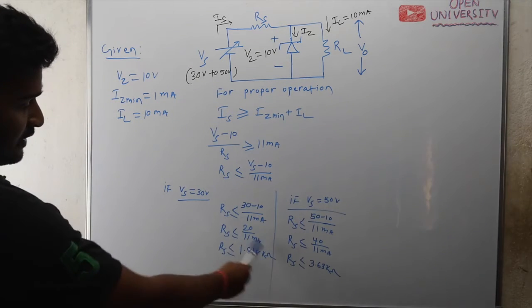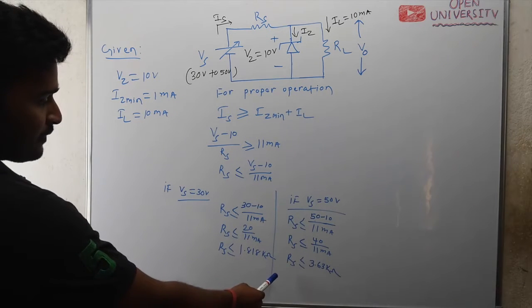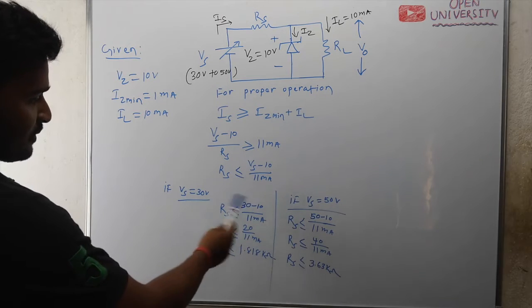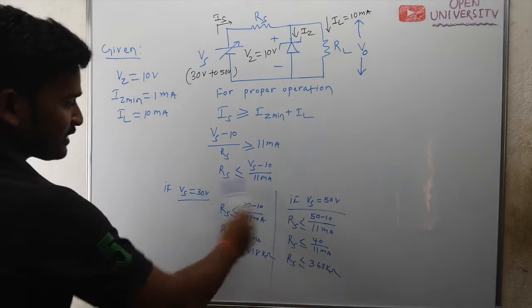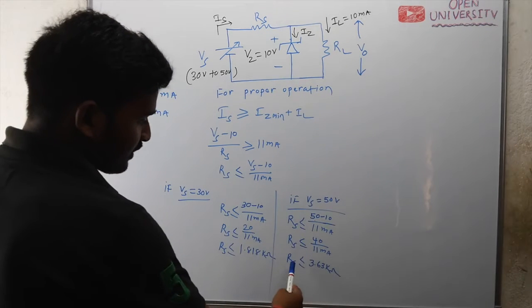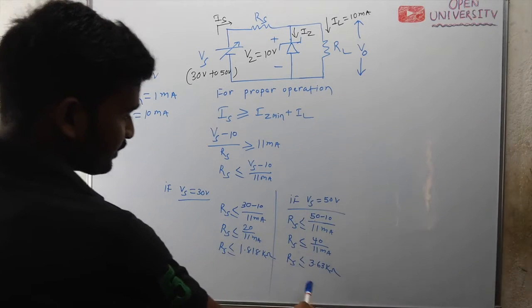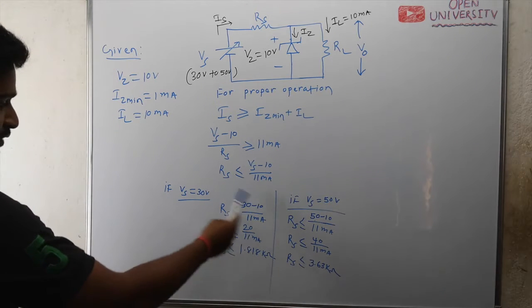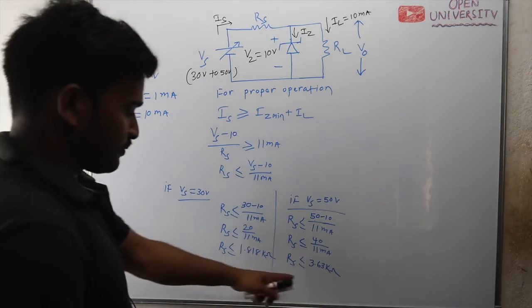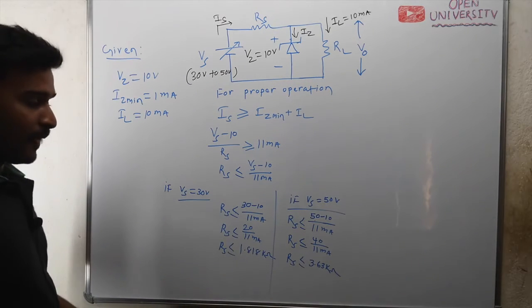If you consider this value, RS should be less than 1.818 kilo ohm, then it will be applicable for both Vs equal to 30 volt and 50 volt. In this range, we can use this value. But if you consider RS equal to 3.63 kilo ohm, for Vs equal to 30 volt you cannot, this condition will not be verified.